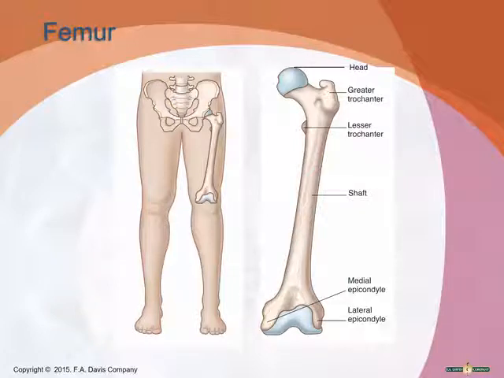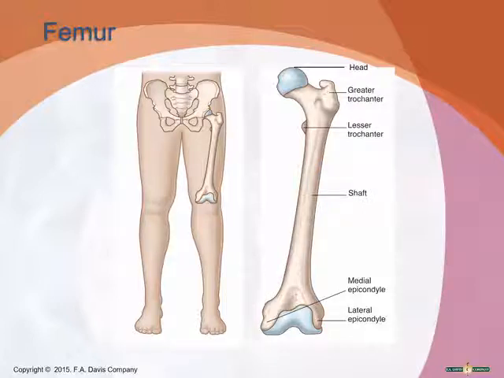The femur is actually the longest and the strongest bone in the body. It articulates with the acetabulum of the pelvis. It forms a ball and socket joint. We're going to be talking about those shortly. The head of the femur fits very well into that rounded contour of the acetabulum.